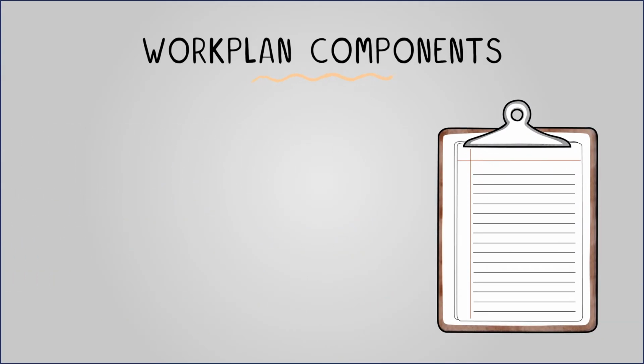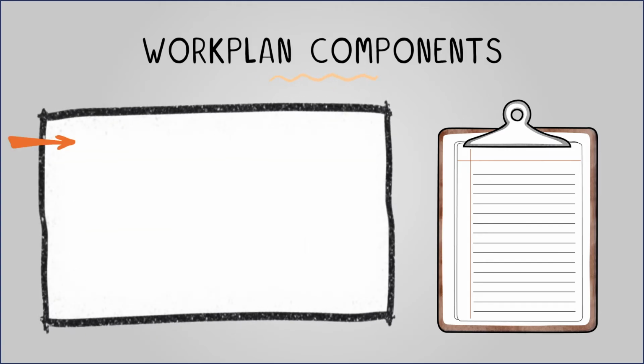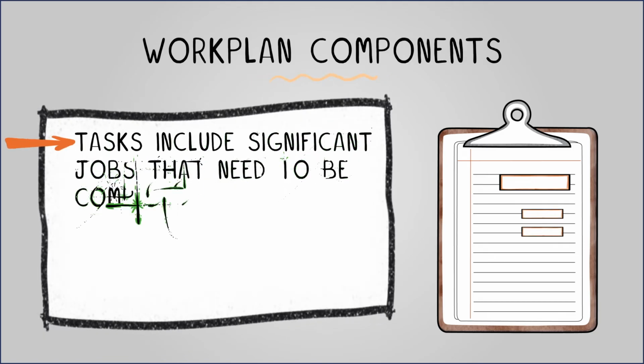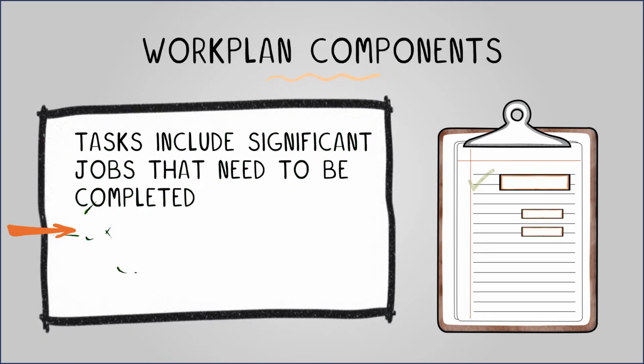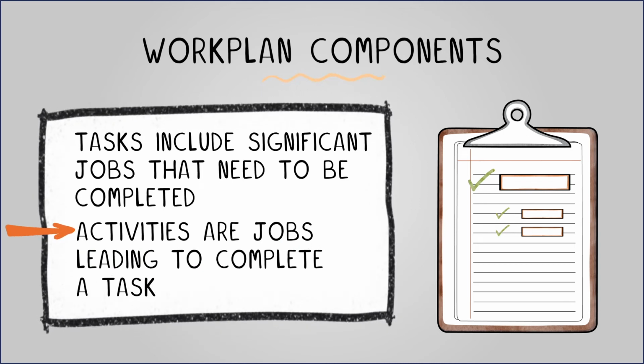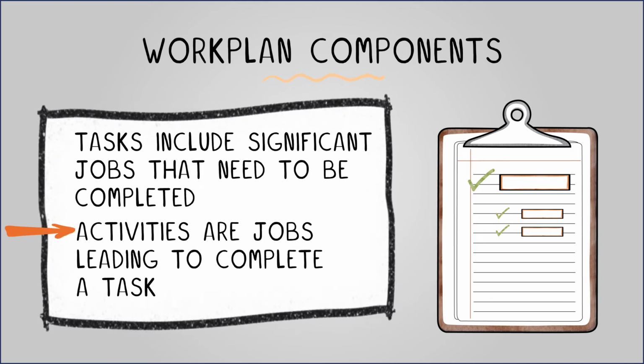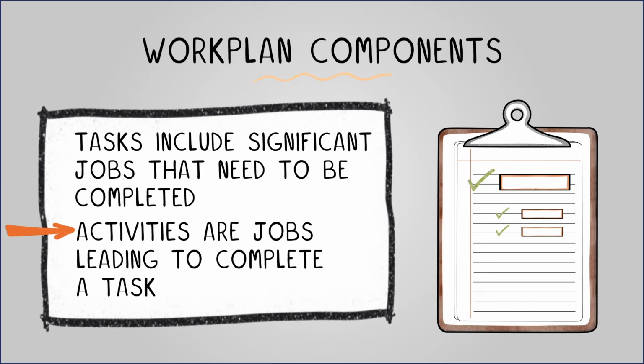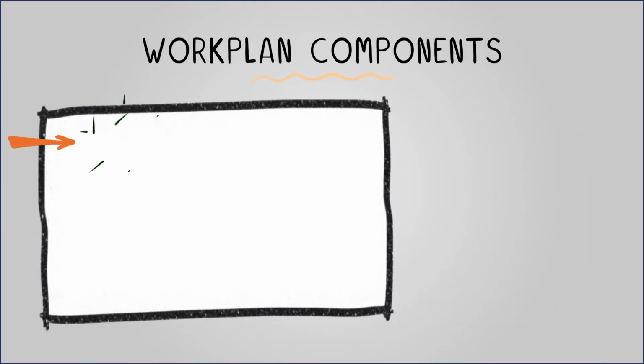Tasks and activities are essential components to include in a work plan to ensure that nothing is forgotten. Tasks include significant jobs that need to be completed, while activities are smaller jobs that work towards completing a whole task. By tracking tasks and activities, everything is completed, and no element of media production is left out.